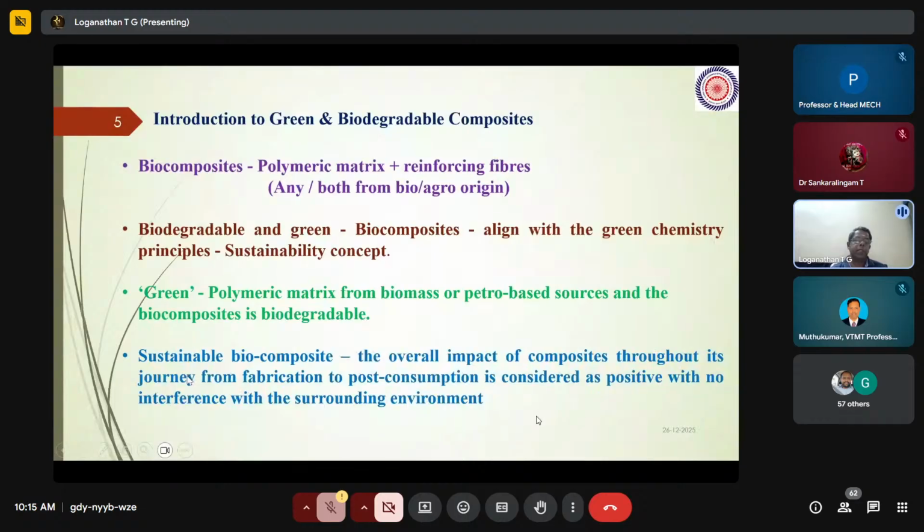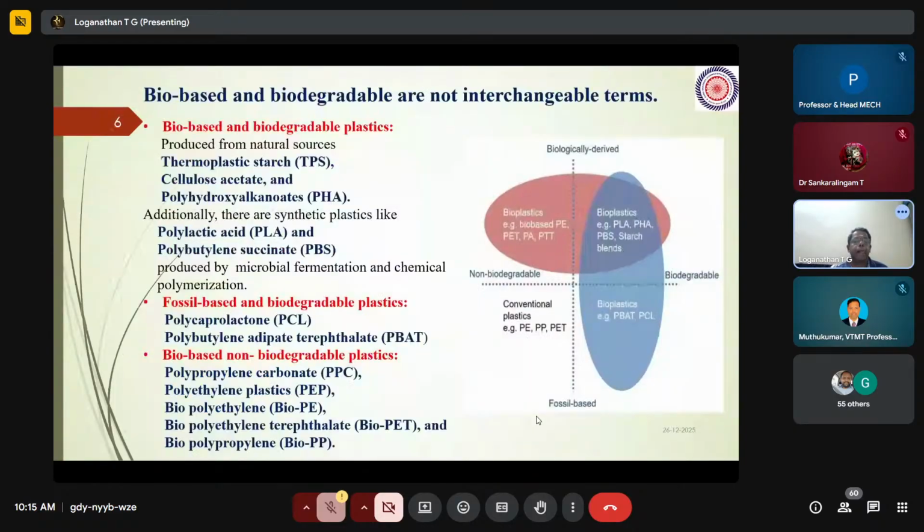And the last terminology is the sustainable composite. For a sustainable biocomposite, the overall impact of the composite is not going to be dangerous to the environment. It is going to safeguard. We are always thinking about the present, but at the same time, as researchers, we should think about the future also, how and to what extent we are going to protect our environment. In other words, we should not damage the environment.